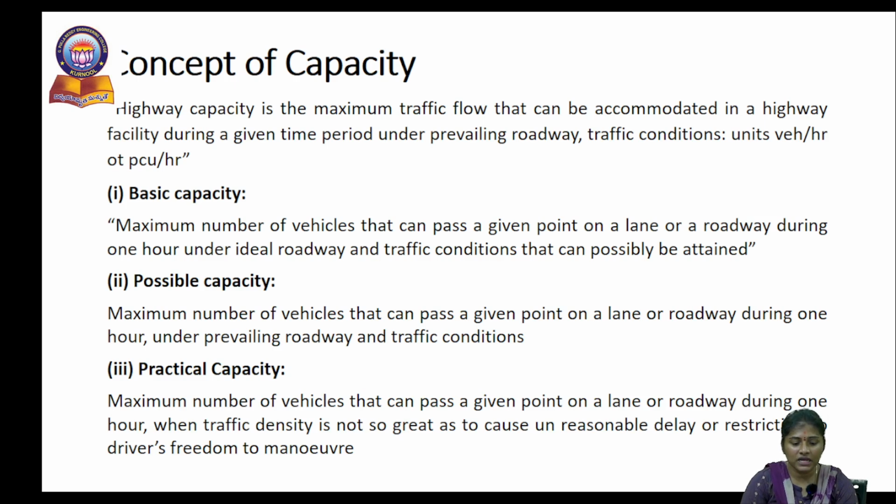Possible capacity is the maximum number of vehicles that can pass a lane or roadway during 1 hour under prevailing roadway and traffic conditions. So next is practical capacity. Here, it is the maximum number of vehicles that can pass a given point on a lane or roadway during 1 hour when traffic density is not so great as to cause unreasonable delay or restriction to the driver's freedom to maneuver.